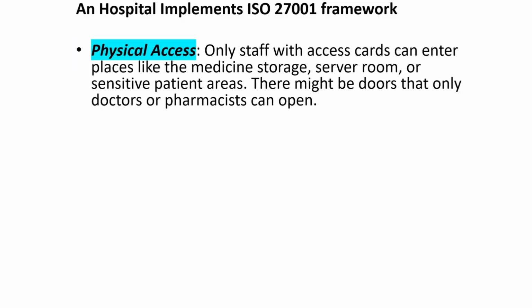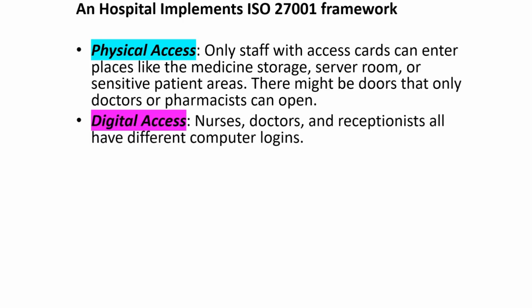What is the worst case? The hospital that implements the ISO 27001 framework will essentially be stating who can go where and see what, and they ensure that risks are found and fixed using a step-by-step plan. So they'll only let the right people go to certain places or get certain information. Using physical access, only staff can access certain rooms due to the access cards they've been given. There might be doors that the doctors can't open or the pharmacists can't open, right?